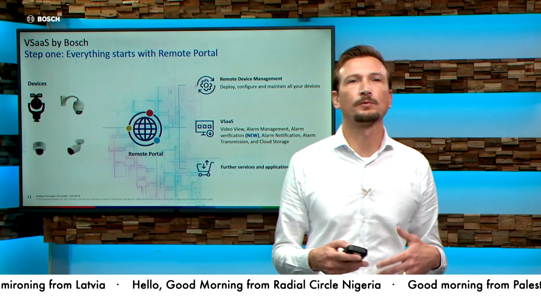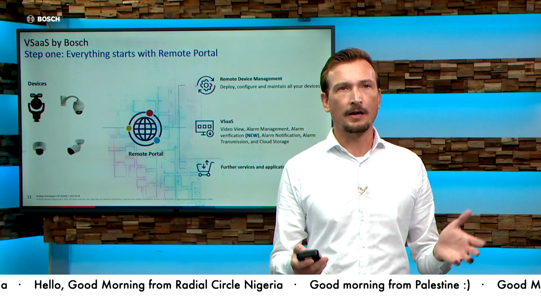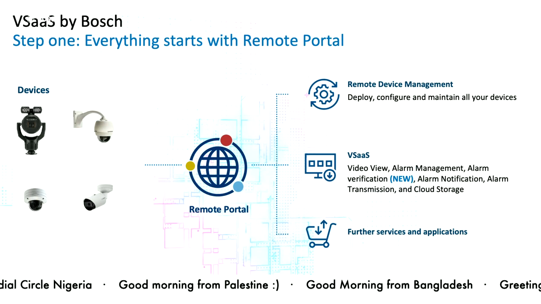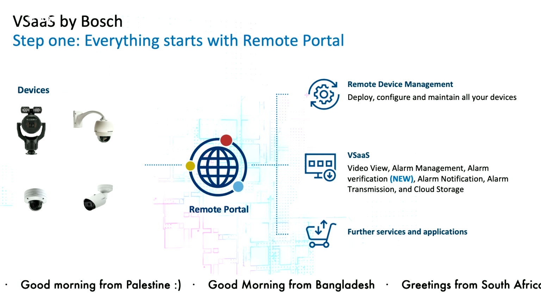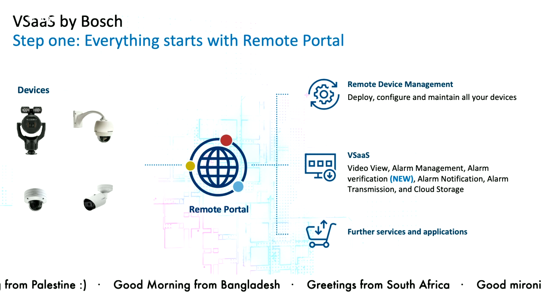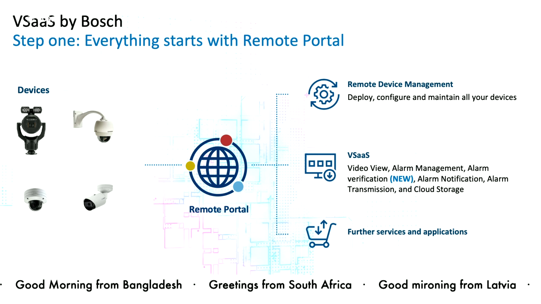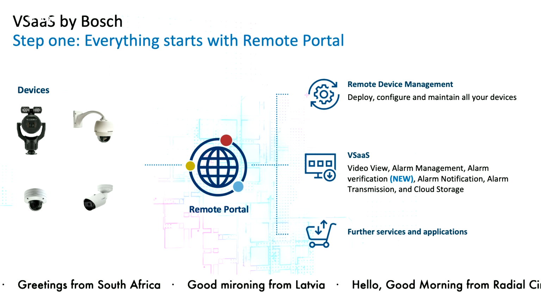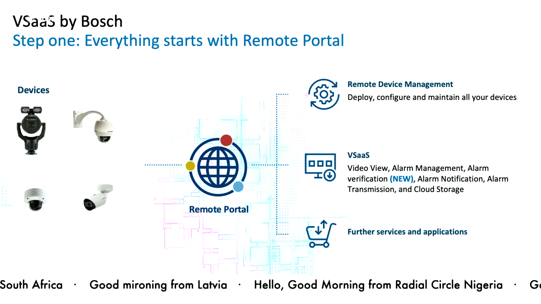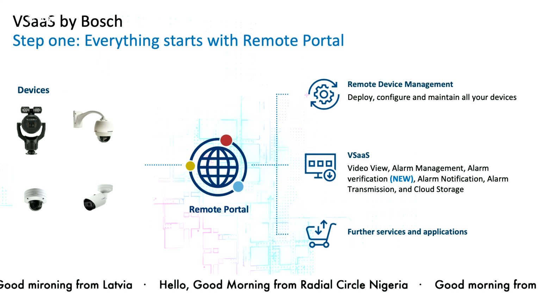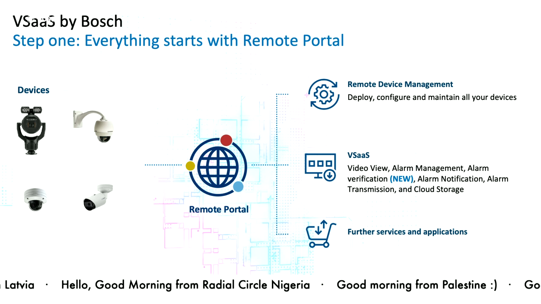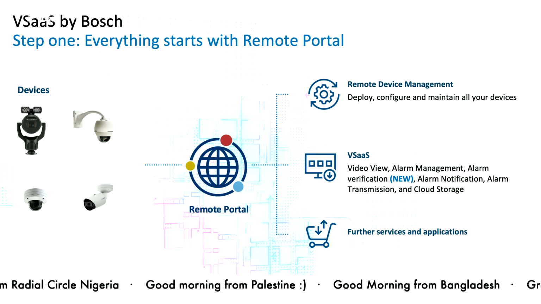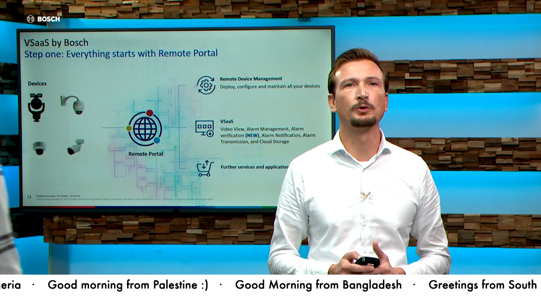So how you customers, how you can start with the cloud. Inside Bosch, you start with remote portal. You can get your cameras, Bosch connected to the remote portal, and then you start to use our service. Like, for example, the remote device management that I just mentioned to you. You can configure everything from remote. You can maintain all your devices from remote. And also the VSaaS services, like video view, alarm management, others. Remote portal is not dedicated only to video, but during this session, we're going to focus on the video part of remote portal.